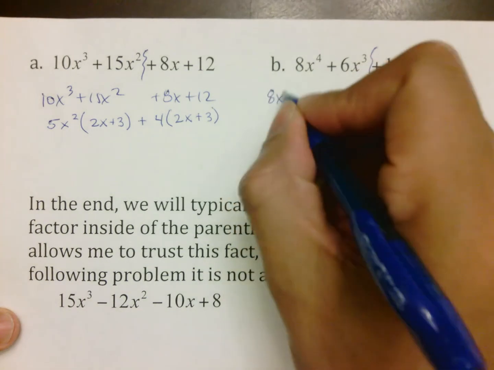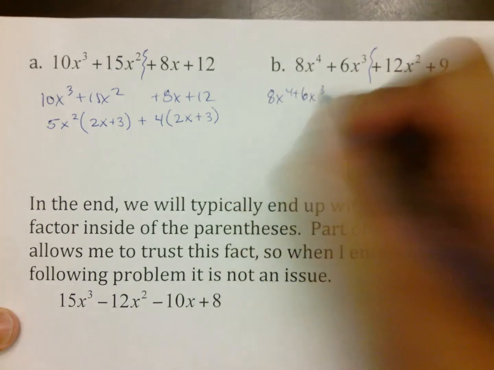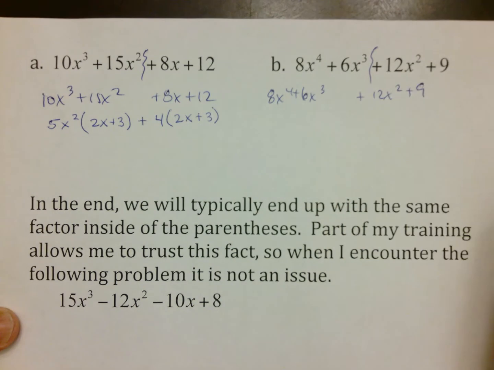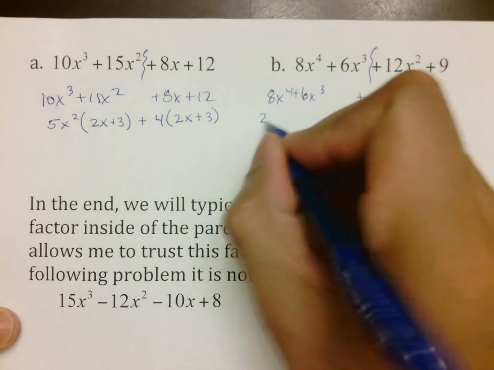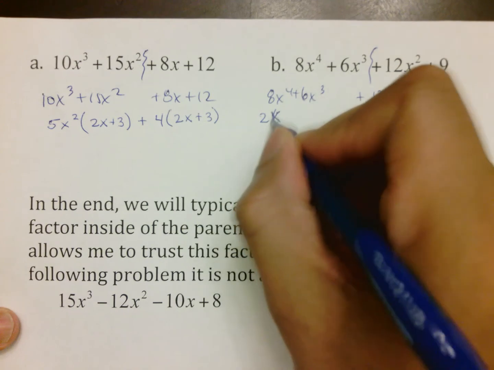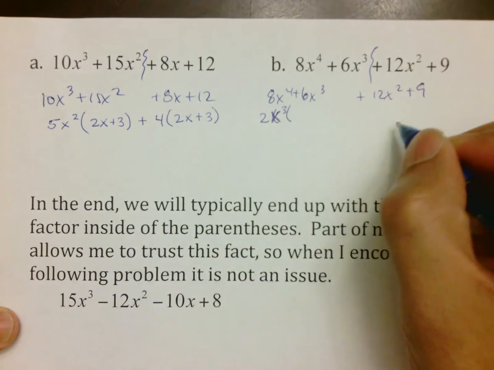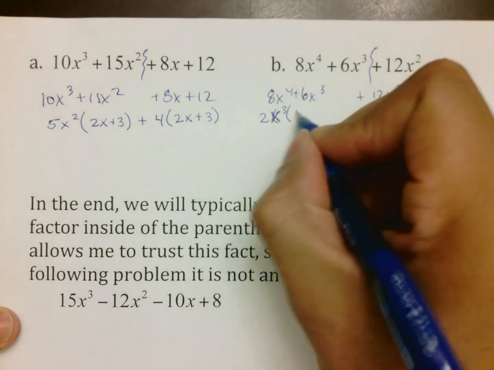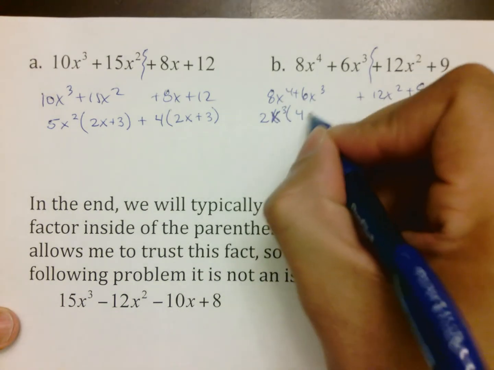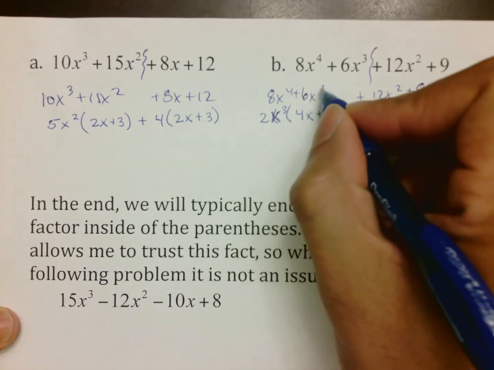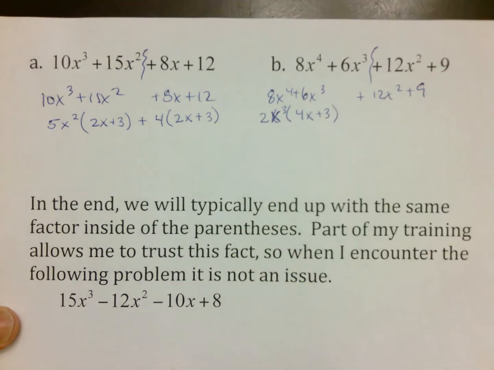Again, split first, so 8x to the fourth plus 6x to the third, and then plus 12x squared plus 9. 8 and 6, the biggest number I can take out is 2, and because there are 3 x's here, I can also take off 3 x's, so I can take off a 2 and 3 x's. 8 divided by 2 turns into 4. 4 x's taking off 3 leaves me 1. 6 divided by 2 is 3. 3 x's taking all of them off means that is gone.